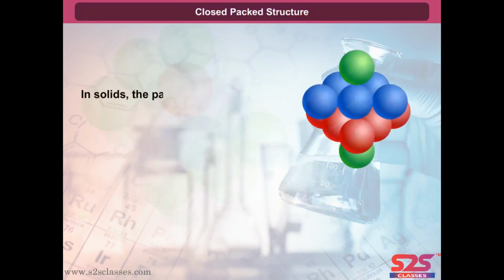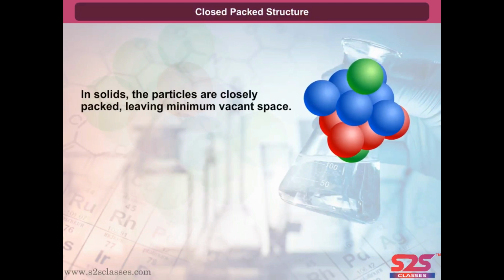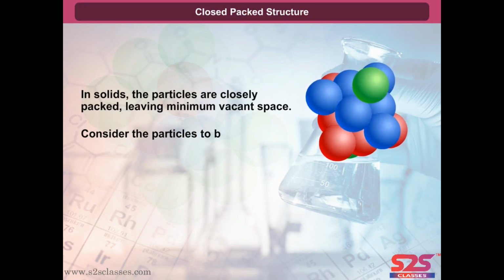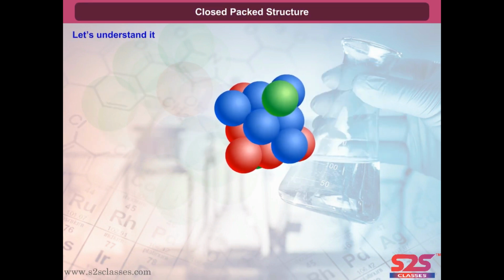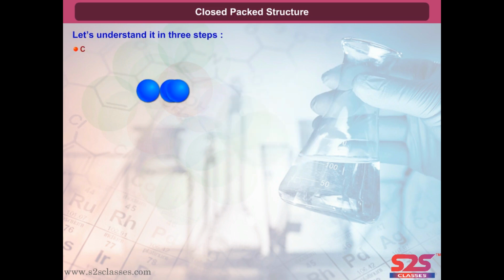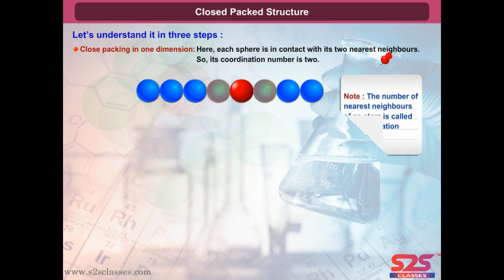In solids, the particles are closely packed, leaving minimum vacant space. Consider the particles to be identical hard spheres. Let's understand it in 3 steps. Close packing in one dimension. Here, each sphere is in contact with its 2 nearest neighbors. So, its coordination number is 2. Note: the number of nearest neighbors of an atom is called its coordination number.